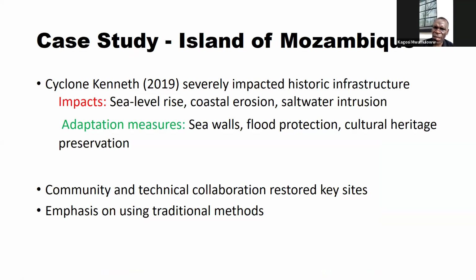So the impacts, the evident impacts, were sea level rise, coastal erosion, and saltwater intrusion. One may even want to attempt to understand what the adaptive or mitigation measures were. So seawalls were constructed, and flood protection and cultural, that is heritage, protection was implemented.